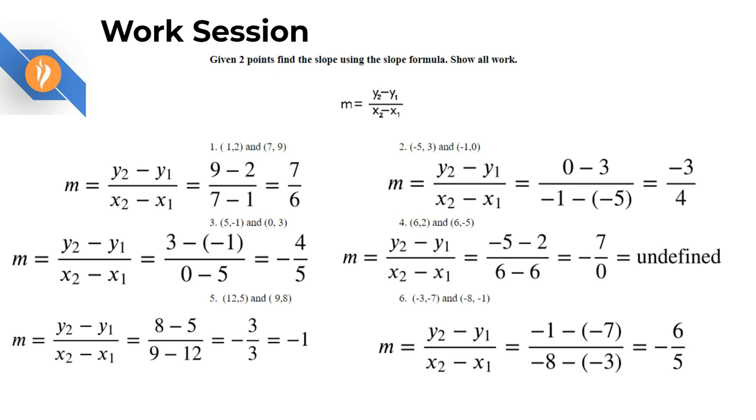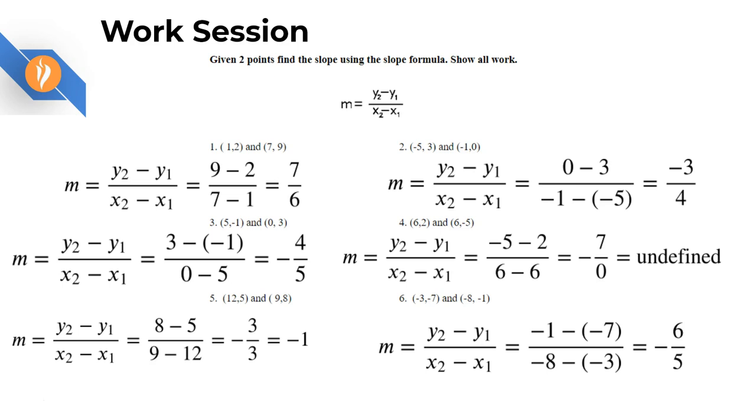The answer to number 1 is 7/6. 9 minus 2 over 7 minus 1. Going across number 2, the answer is -3/4. So if I do 0 minus 3, and then those integers get tricky, -1 minus -5, which turns into -1 plus 5, remember. In number 3, my answer is -4/5.